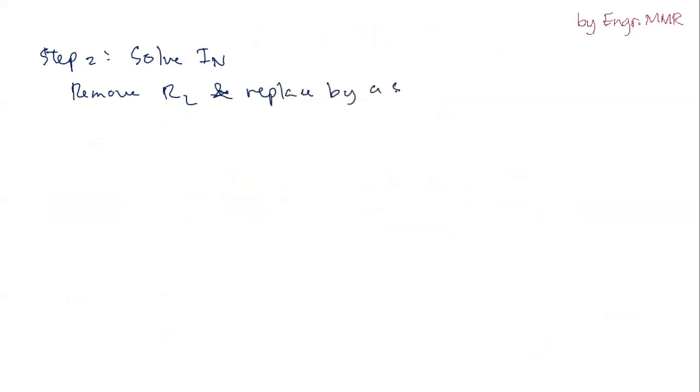So step 2, solve IN. Recall that in solving for IN, we need to remove the RL only and replace it by a short circuit. And of course, all of the sources are still connected in the circuit.